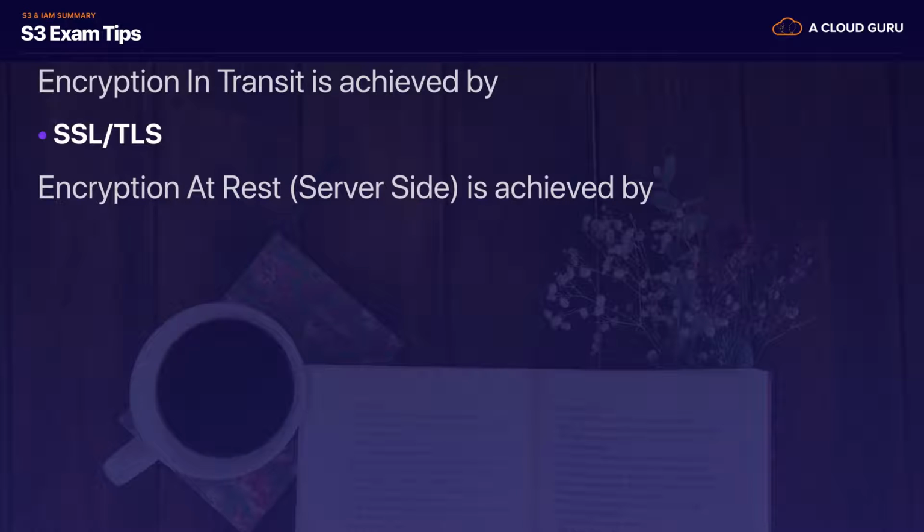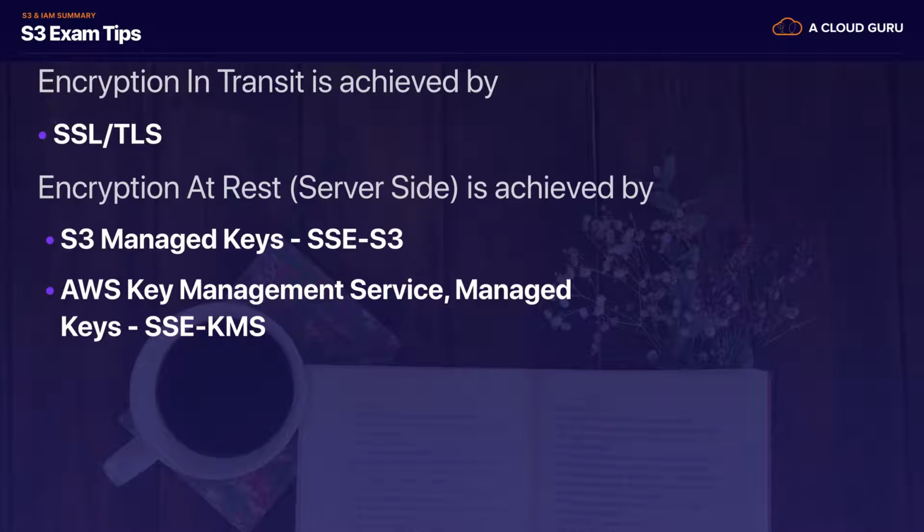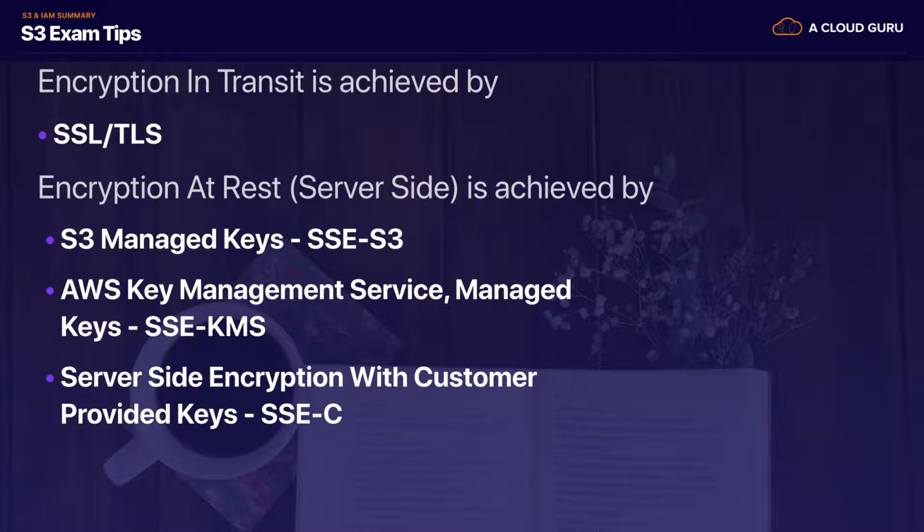Now, S3 also has encryption at rest, and this is achieved by both server-side encryption as well as client-side encryption. On the server side, it's achieved in 3 different ways. So we've got S3 managed keys. This is where S3 just handles all our encryption for us, and we don't have to worry about it. We've got AWS Key Management Service, or KMS. This is where we can start using keys from the KMS service, and we cover this in an awful lot of detail in the Certified Security Specialty.